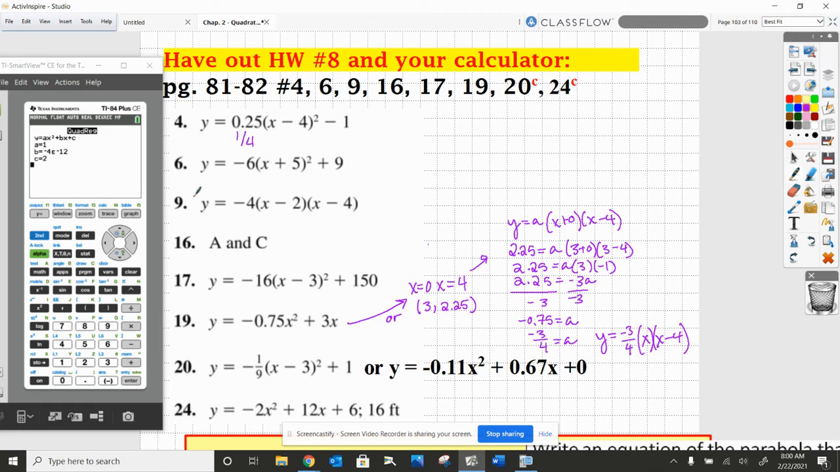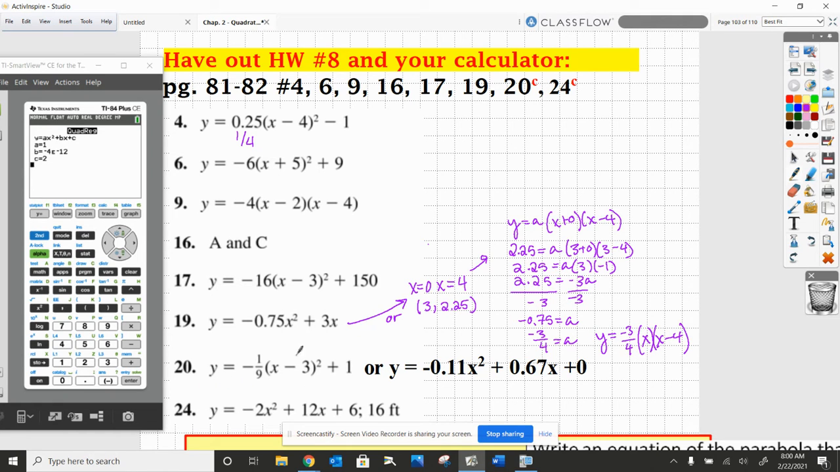Number 19, you technically could have used just the 3 points that were given. So that's what they have here. But because they also give you x-intercepts of 0 and 4, you could use the x-intercept form up here. And when you have x equals 0, you could just have an x there. You can have x plus 0, x minus 0. For the factor, it doesn't matter, okay? So you just need an x in there. Plug in the extra point, and you still get negative 3/4 as your A. And again, you could have x plus 0, x minus 0, or just a plain old x there, okay?